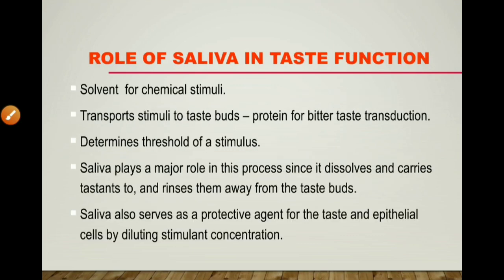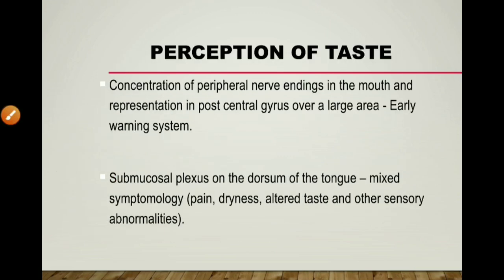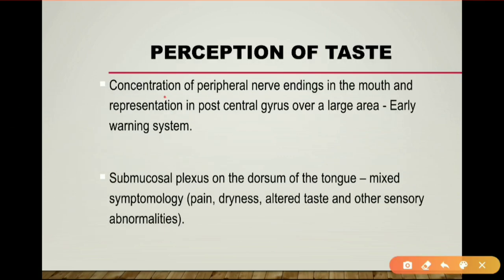So the role of saliva is that it is a solvent of chemical stimuli, transports stimuli to the taste buds, determines the threshold of stimulus, and a major role in this process is that it dissolves and carries tastants too, and saliva also serves as a protective agent for the taste. Then perception of the taste: this is the concentration of peripheral nerve endings in the mouth and representation in the post central gyrus over a large area, and the submucous plexus and the dorsum of the tongue help in the perception of the taste.